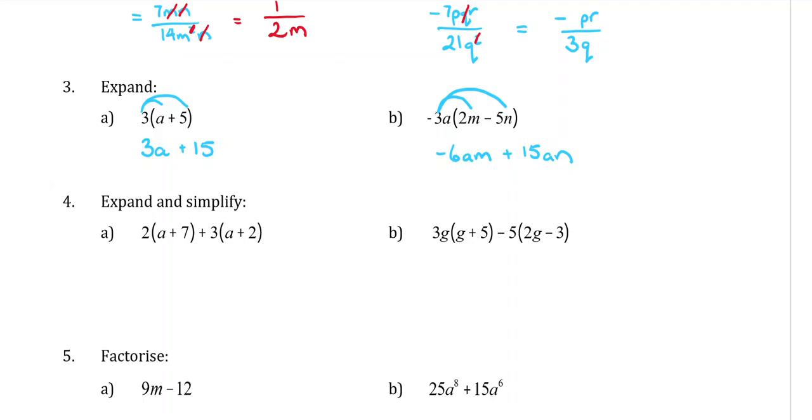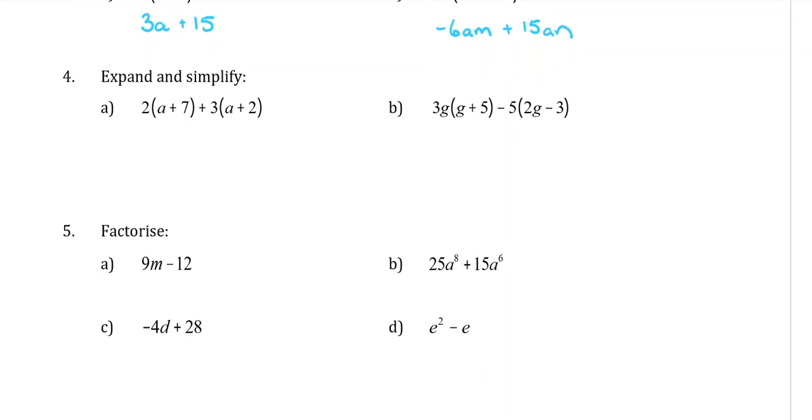We're expanding again in question 4, but these ones require 2 brackets to be expanded, and that will probably lead to some terms being able to be collected as well. So let's start expanding. 2 times A is 2A. Then plus 2 times 7 is 14. Now we're starting again with it. We have this plus sign here, and then we start just with the 3 and times it into the second bracket. 3 times A is 3A. 3 times 2 is a positive 6.